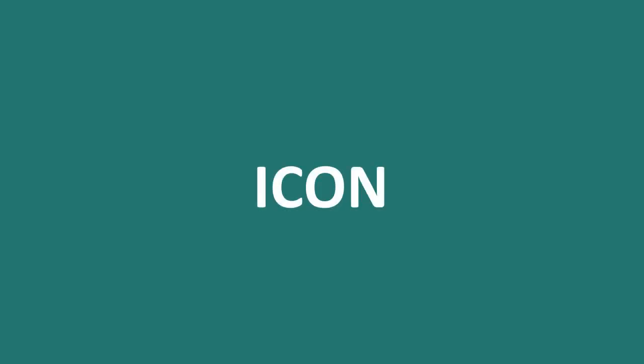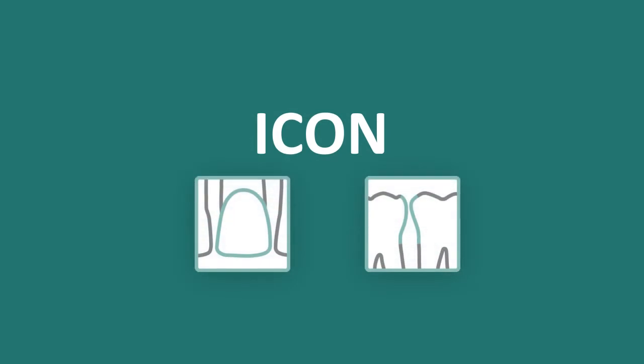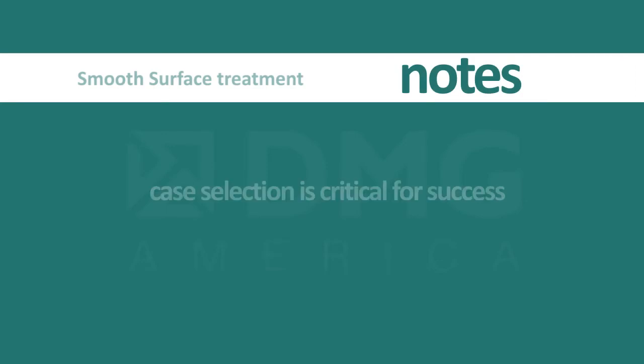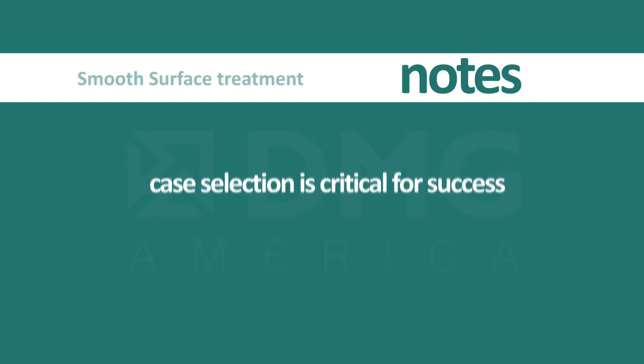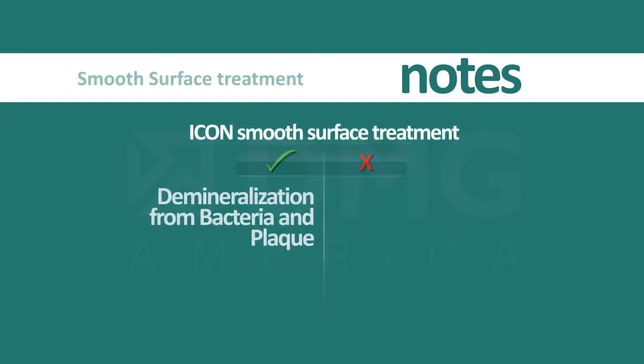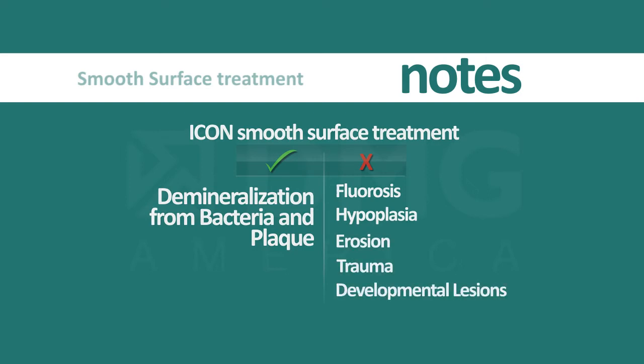The Icon system is actually two different products. One is used for treating smooth surfaces, and the other for proximal lesions. Case selection is critical for success with Icon. Icon is indicated for the treatment of caries lesions, those lesions associated with demineralization from bacteria and plaque, and not lesions resulting from fluorosis, hypoplasia, erosion, trauma, or developmental lesions.